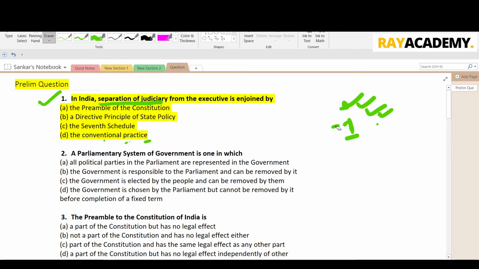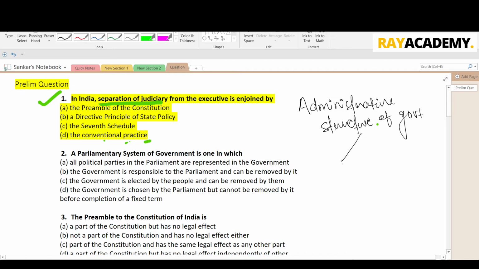Try to understand first. Before you go to the answer, let us first understand this question. What is it asking? It is asking for separation of judiciary from which? From the executive. That means you have to understand what is the administrative structure of government.